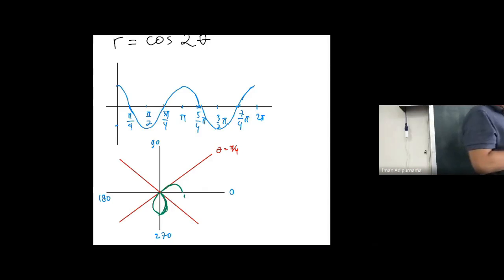Now from 3 over 4 pi to pi. Oh, it's positive, right? It's positive now. So from 0 to 1. Okay.